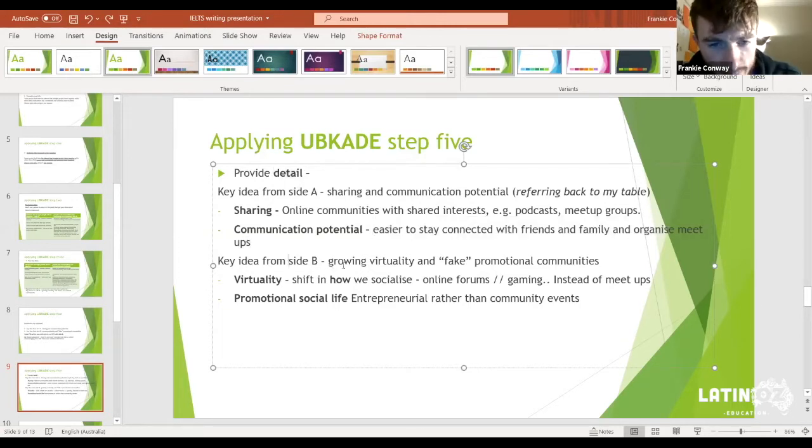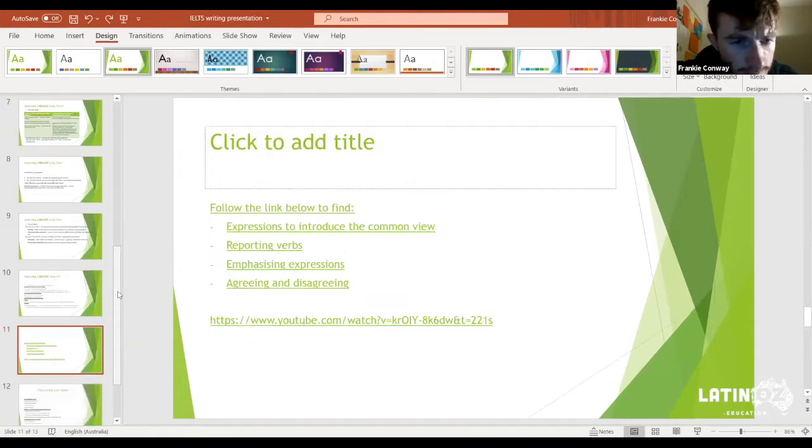Then the key idea from side B, growing virtuality and fake community organization or communities. I've said it's a shift in how we socialize, online forums, gaming instead of meetups. This is for the virtual life. And for the promotional social life, I've said it's entrepreneurial socializing rather than community socializing. So I've put forward an argument there.